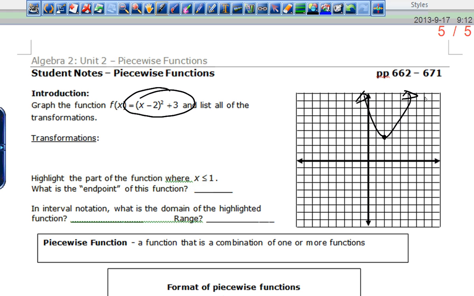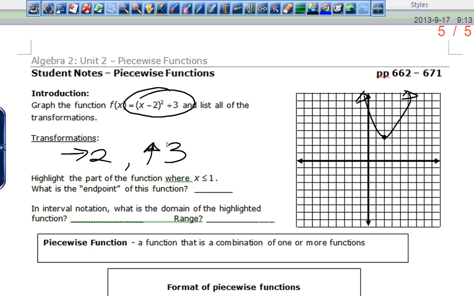Okay, what were our transformations? What happened? I moved over, going right 2, and then up 3. Just get the general shape of it. You don't have to get every single point. Just a general shape. All right, and then it says highlight.